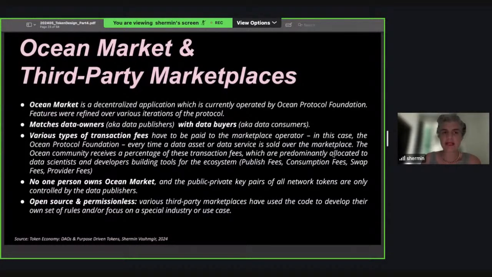I think everyone knows how Ocean Market works. The Ocean Protocol Foundation set up a first application called Ocean Market, where they created a token-based system to match data owners and data providers and create curation principles around this market. But anyone can take Ocean Market as a template, tweak the market rules, and create their own third-party marketplace. Some third-party marketplaces exist today, often industry consortia around automotive, etc.